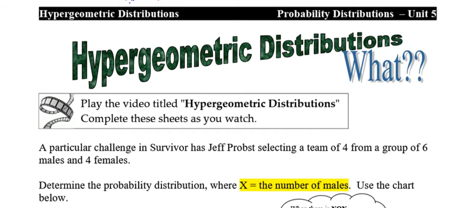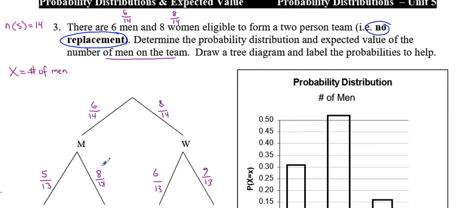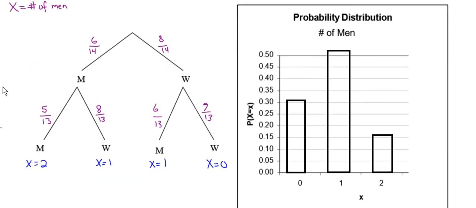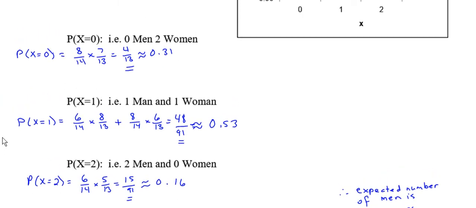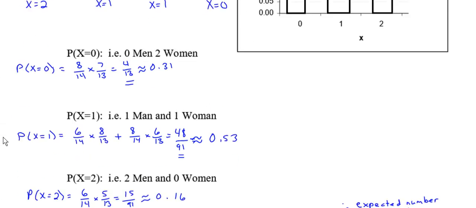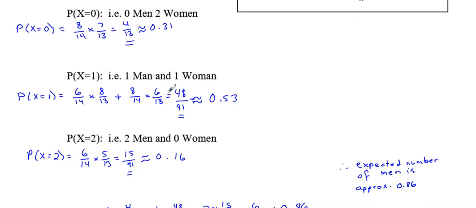So what we're going to do is just take a look back at what we did the day before. If we come back to look at this example where we had 6 men and 8 women, and we were forming a two-person team with no replacement, we drew a tree diagram and then we were able to make the probability distribution using the ands and the ors in the tree diagram. So for instance, if you wanted one man and one woman, it was man and woman or woman and man.